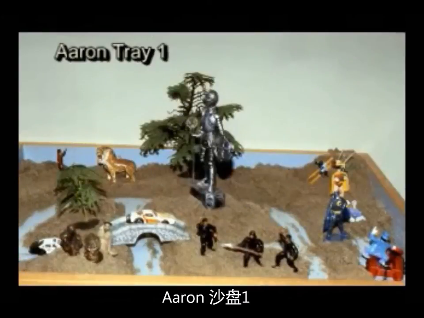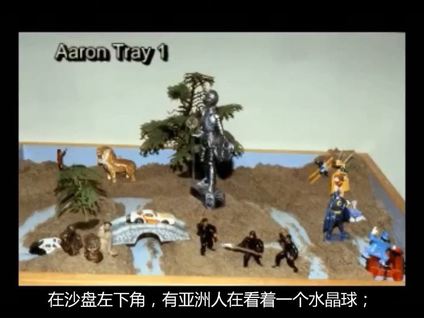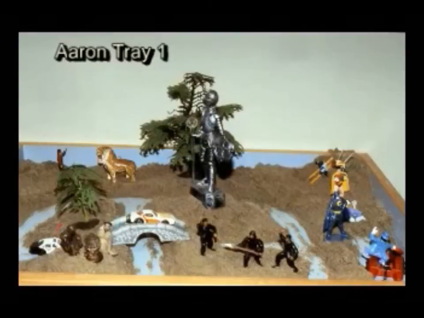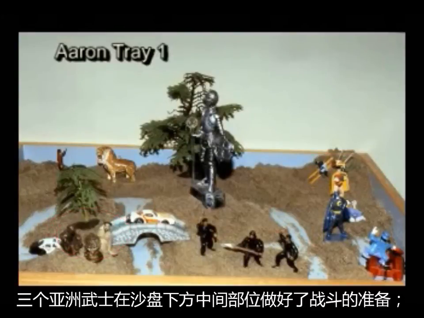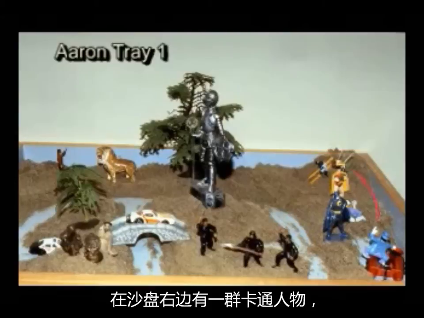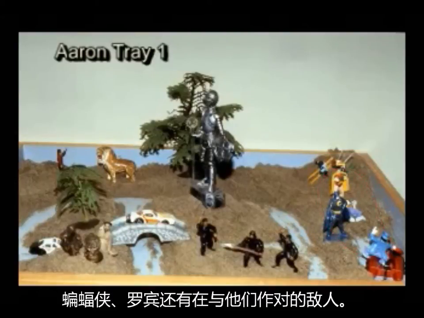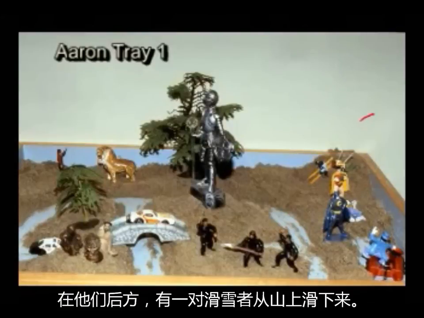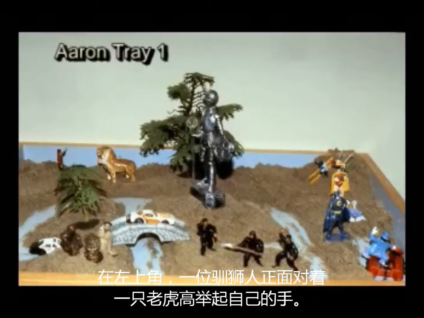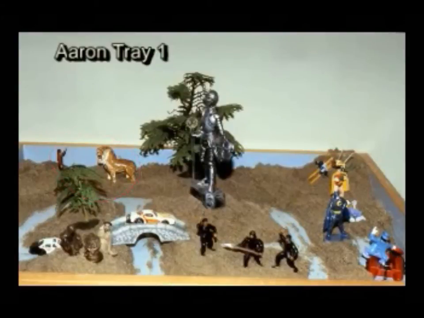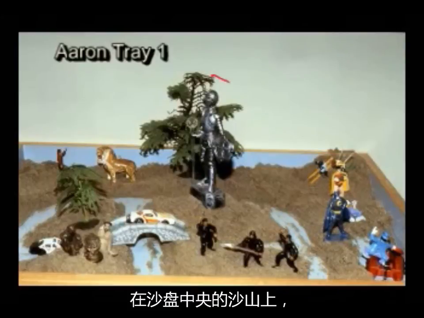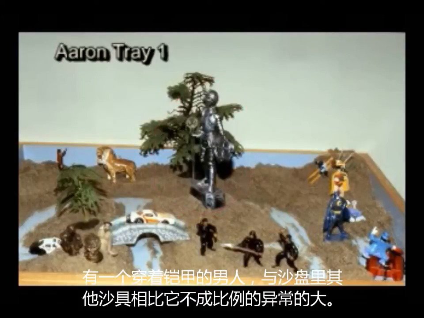When we first look at Aaron's tray, we see that it has a sense of an ordered quality about it. We have Asian men in the front near left corner looking into a crystal ball, three Asian ninjas in the front center preparing to fight. There's a group of cartoon characters on the right, Batman, Robin, and the enemies engaged in conflict, a pair of skiers coming down the hill directly behind them, and a lion tamer holding his hand high to a tiger in the back left corner. In the center, raised high on a hill, is a man encased in armor, huge in proportion to the other figures in the tray.